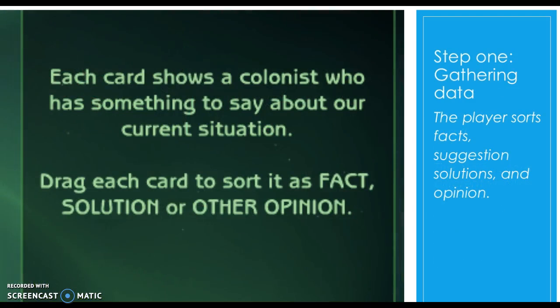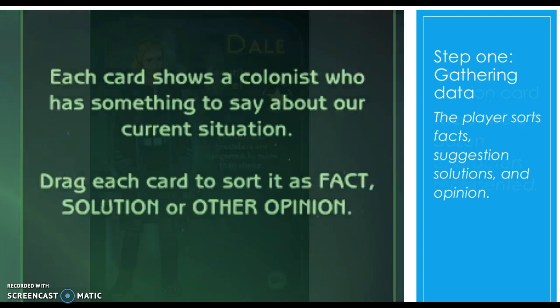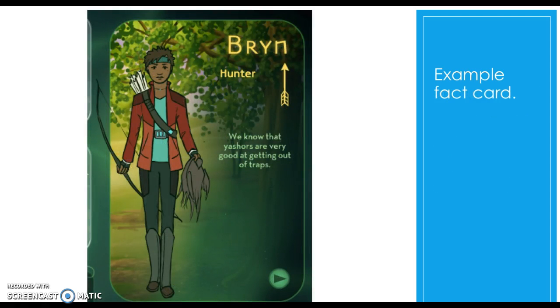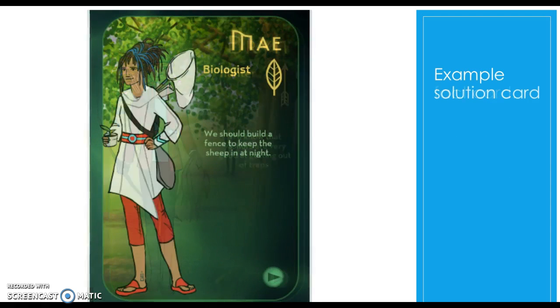They start by getting data, which means that they talk to different characters within the colony and then sort out what they hear from those people. They're sorting them into opinions or facts or solutions. So this is obviously a lower level skill, but one that the students practice before going on to the rest of it. So here's an example of an opinion card and an example of a fact card, something that they know. And finally, here's an example of a solution card.